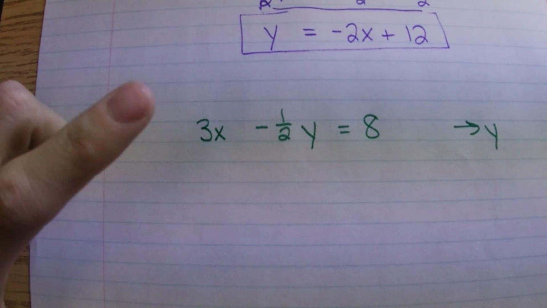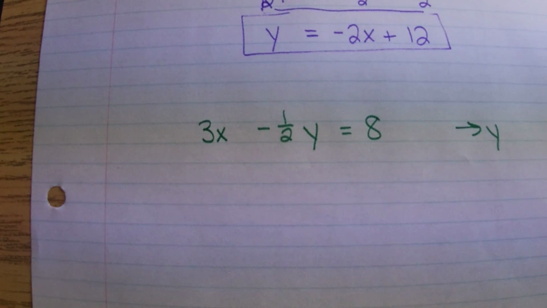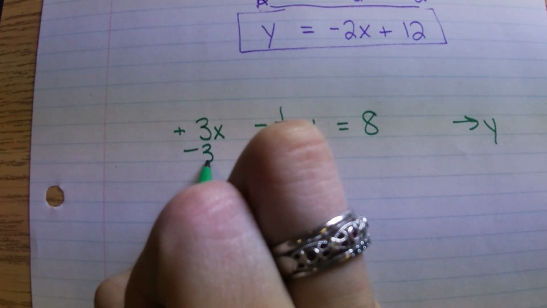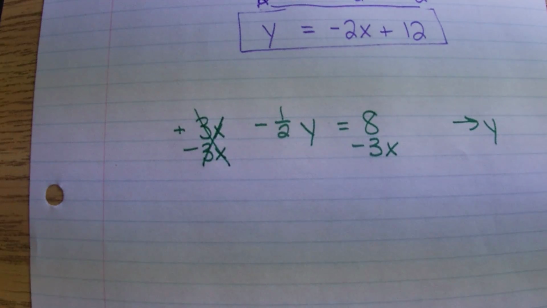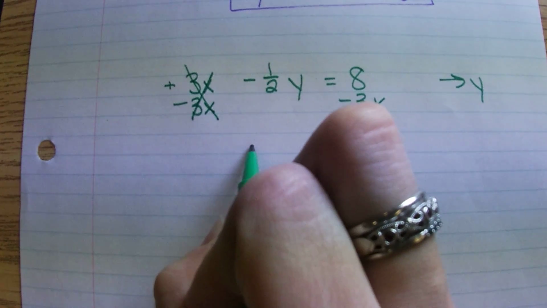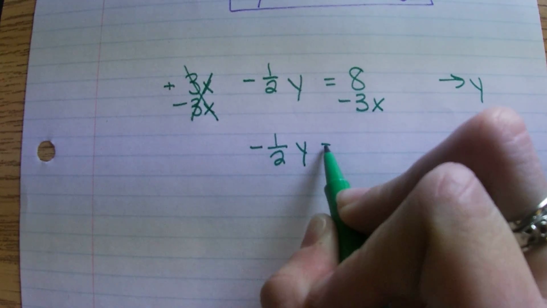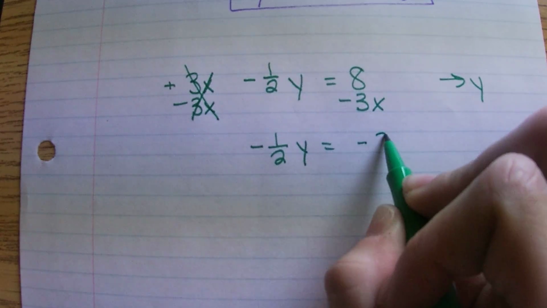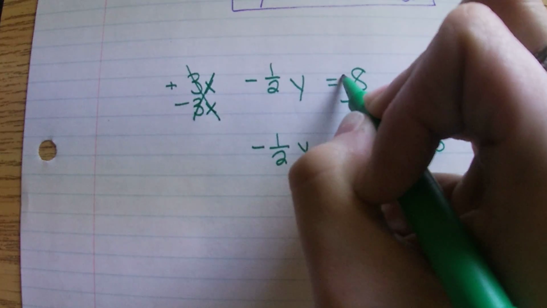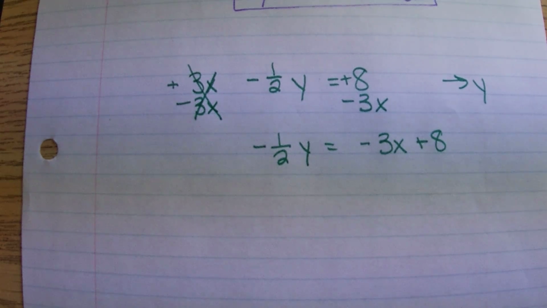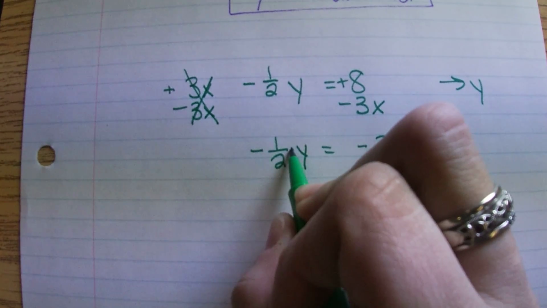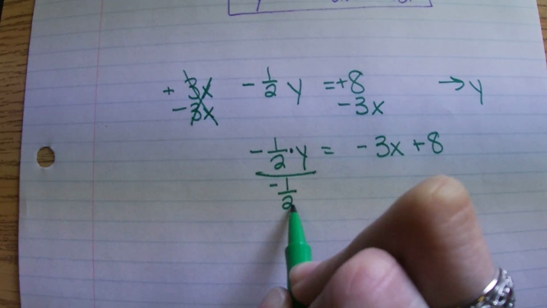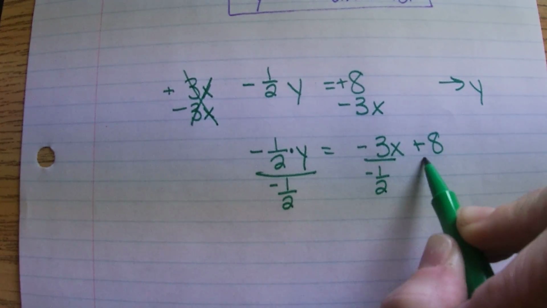So if I'm going to solve this for y, again, I need to move that x. So this 3x is positive, so I'm going to undo that with a negative. Subtracting that from both sides. That's going to leave me with a negative 1/2 y equals a negative 3x plus 8, because that 8 is positive. And then I'm going to undo that negative 1/2, right? It's attached with multiplication. I'm going to undo my multiplication with division, and again, I'm going to divide in all 3 places.